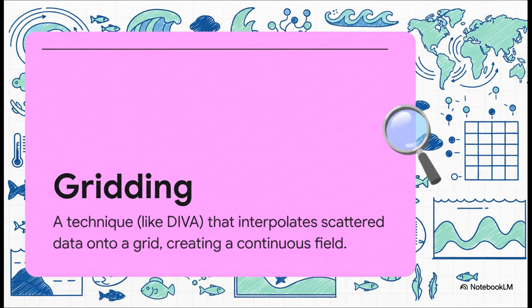Gridding. Think of it like this. Your data points are scattered all over the map, right? Instead of just playing connect the dots, the software intelligently fills in all the empty spaces. It uses these really smart mathematical techniques to estimate the values in between your measurements, and that's what creates those beautiful, smooth, continuous maps that we love to see.